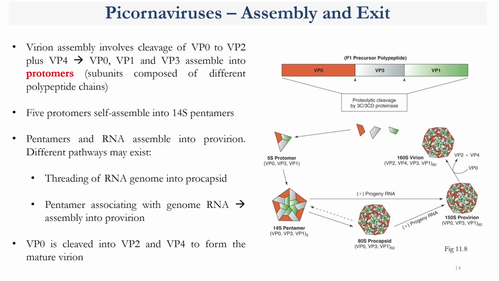Now, how does the RNA get into the virion? Well, there are possibly different pathways that do this. One is you thread the RNA genome into the procapsid. How would we do that? You've seen that example before. How does that work? You have a procapsid, which is empty, and you're going to send this RNA in, thread that into that procapsid.